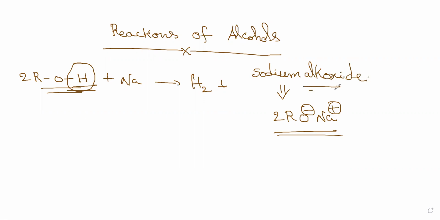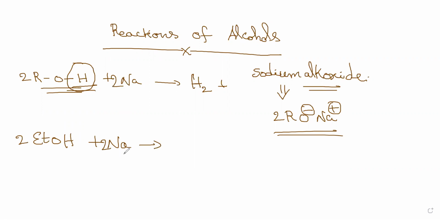This compound, whatever forms, is called sodium alkoxide. Suppose I consider 2 EtOH, ethyl alcohol. EtOH means ethyl alcohol. Plus I treat with sodium. Of course, I need 2 moles of sodium.